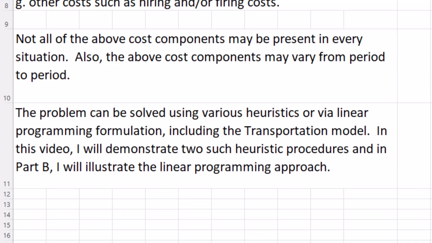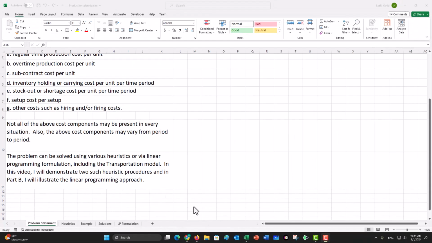The problem can be solved using various heuristics or via linear programming formulation, including the transportation model. In this video, I will demonstrate two such heuristic procedures, and in part B, I will illustrate the linear programming approach. So let's take a look at the heuristic rules.